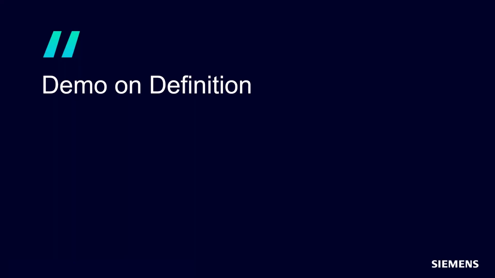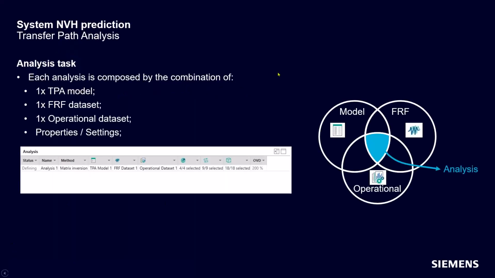Now, if I jump back to this, just to show you in the slides what we're about to do, we're going to create something called an analysis. And this is a little bit different than classic. So I'm just going to take a second to describe what I'm doing. The analysis task is composed of three parts: the model, the FRFs, and the operational data set. I take these three parts that I just populated with data, and I'm going to create an analysis.